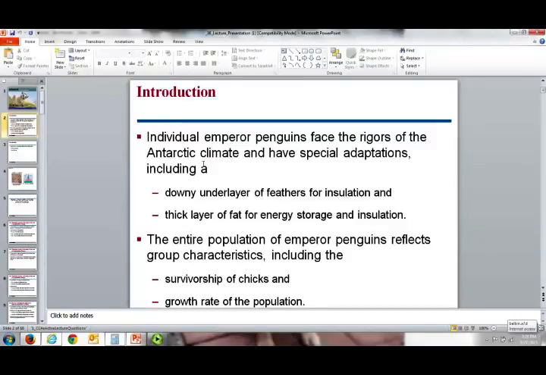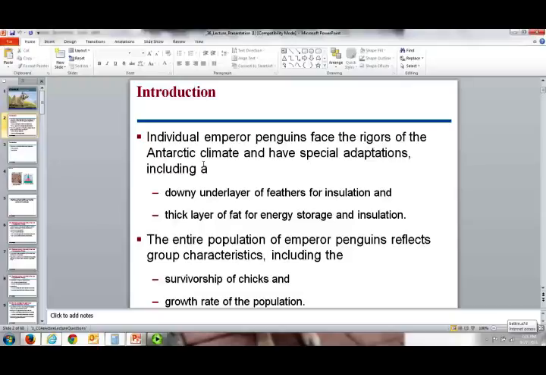So just as an introduction, the individual emperor penguins are animals that live in the Antarctic climate, which is extremely cold. In order to survive that, they have a couple of adaptations that have worked for them over the years. One is a downy underlayer of feathers for insulation, and then they have a thick layer of fat for energy storage and insulation.